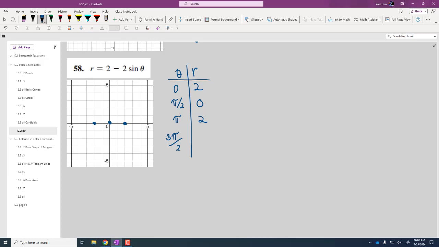Last one, 3 pi over 2. Sine of 3 pi over 2 is negative 1. Negative 1 times negative 2 is 2. 2 plus 2 is 4. So we're going to go 4 units away down there. And then we just connect the dots. So everyone got the same dots? And it's usually easier to draw it, half at a time.